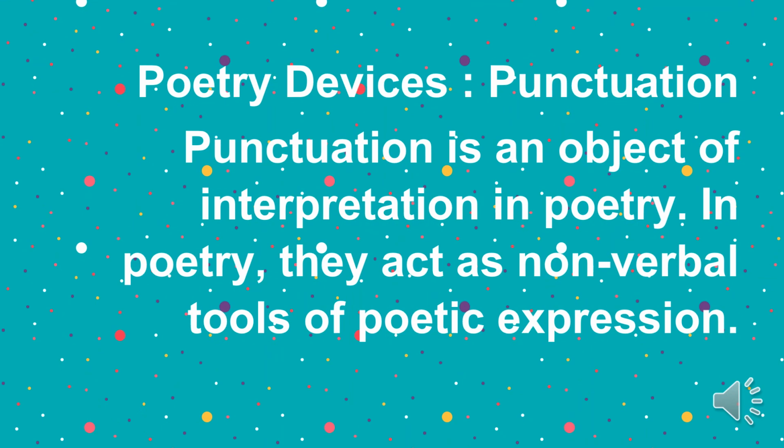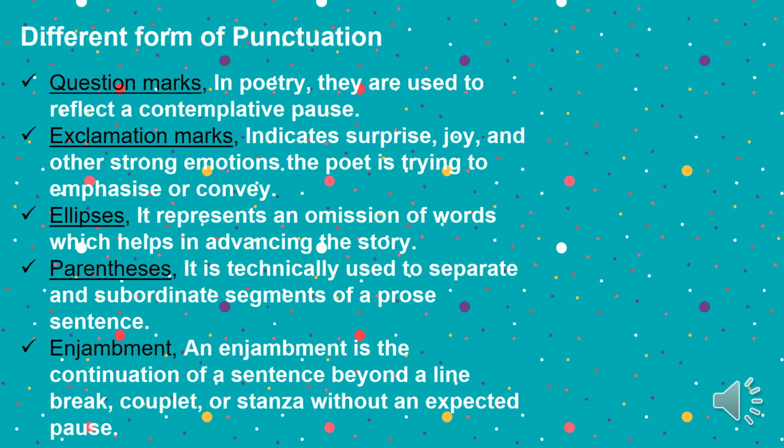And the last is poetic devices punctuation. Punctuation is an object of interpretation in poetry. In poetry, they are added as non-verbal tools of poetic expression. Different forms of punctuation. First, question marks. In poetry, they are used to reflect a contemplative pose. Second, exclamation marks indicate surprise, joy, and other strong emotions the poet is trying to emphasize or convey. Third, ellipsis. It represents an omission of words which helps in advancing the story. Fourth, parenthesis. It is technically used to separate and subordinate segments of a prose sentence. And the last is enjambment. An enjambment is the continuation of a sentence beyond a line break, couplet, or stanza without a pause.